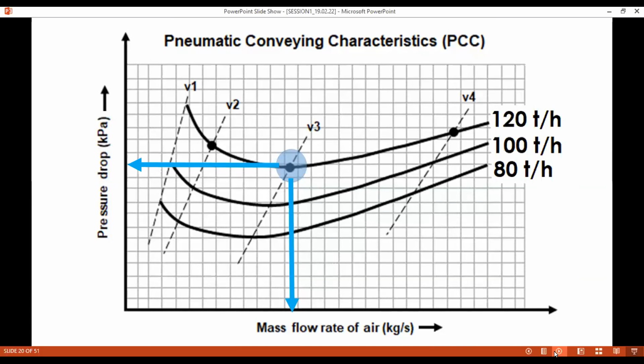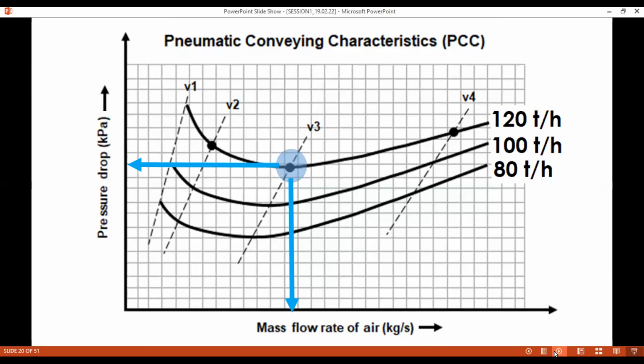Let us say I want to operate at 120 ton per hour, and I have demarcated a black dot point, covered by a light bluish curtain. So that is my operating point, where the V3 line cuts the 120 ton per hour line. You can see that it's a sky blue shaded portion. So let us say that should be my ideal point of operation. Now the question is, why that should be the ideal point? Why not any other point?